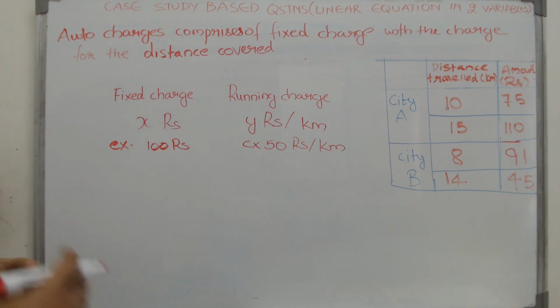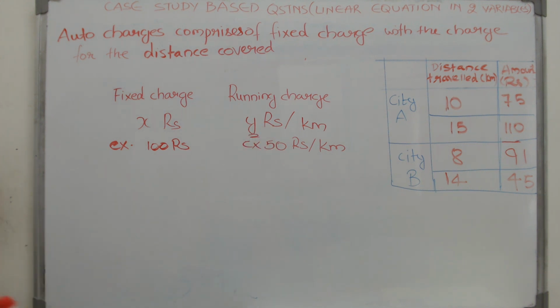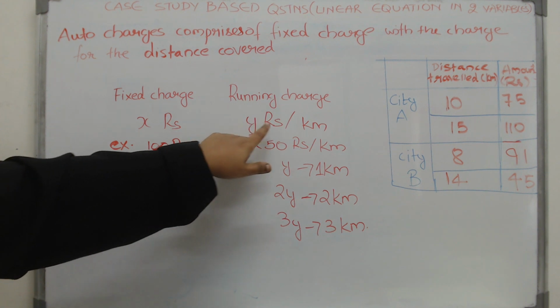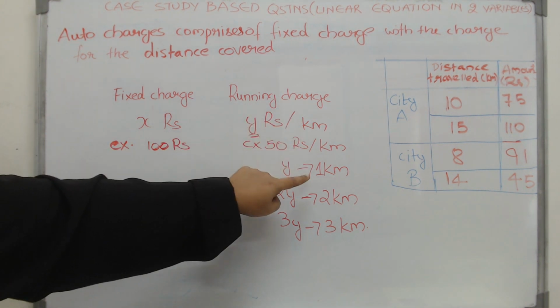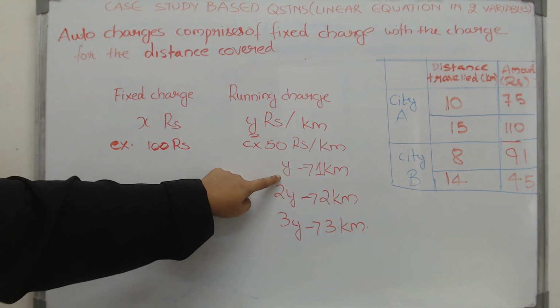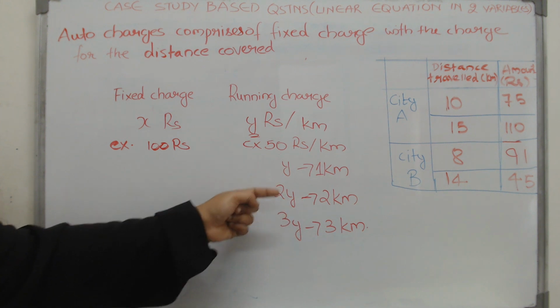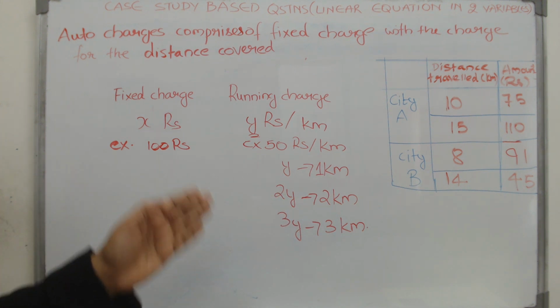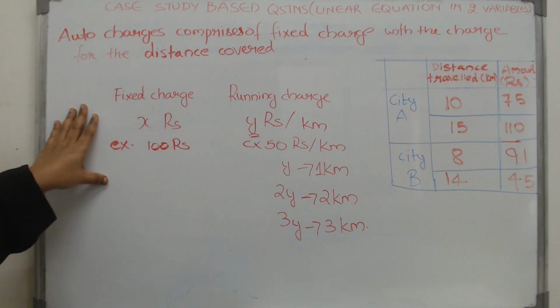Now, after 1 kilometer, for every 1 kilometer, this is what you have to keep on paying. So now what does that mean? So what does this Y rupees per kilometer mean? That means for 1 kilometer, Y. So 2 kilometers, 2 times Y. 3 kilometers, 3 times Y. This is the running charge which you will pay in addition to what is fixed.